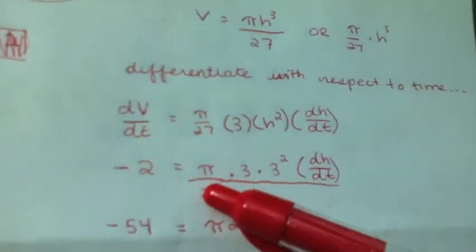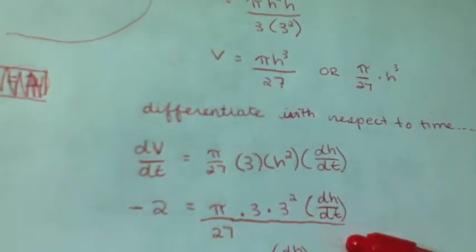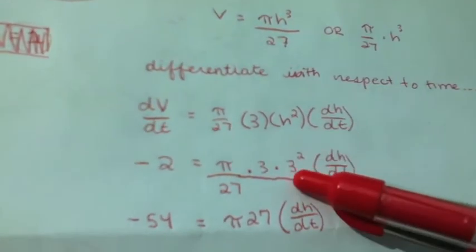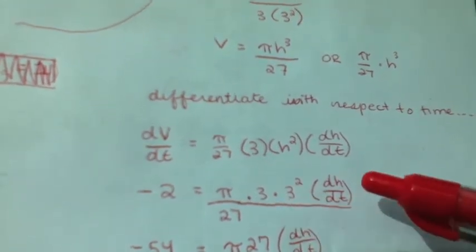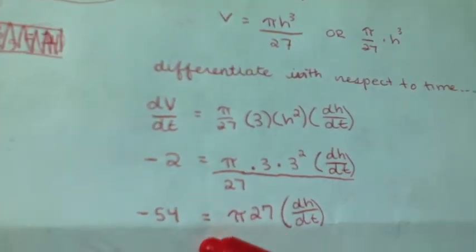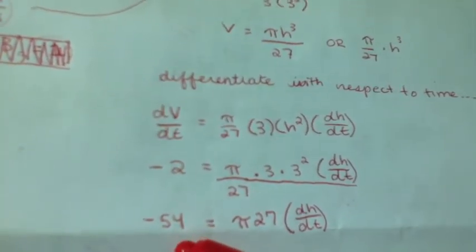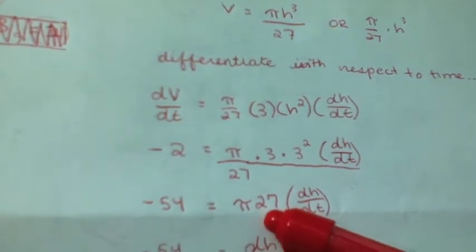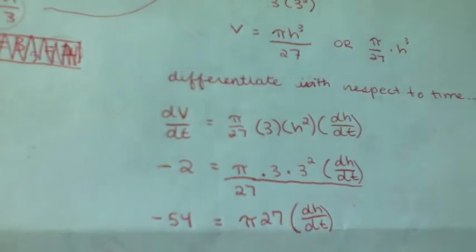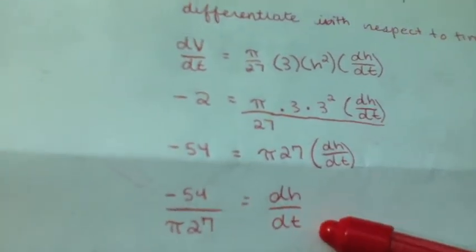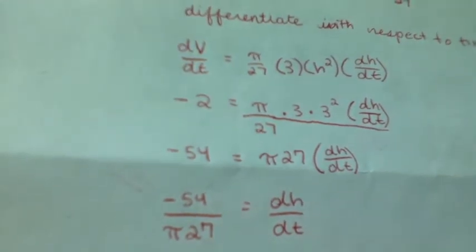And then on this side, we've just brought down the 27, so that's under everything, and plugged in 3 for h, because that is what h equals when we're differentiating. So you just expand it further. You bring the 27 over here to get -54, and then you expand all the 3's to get pi 27 dh over dt.